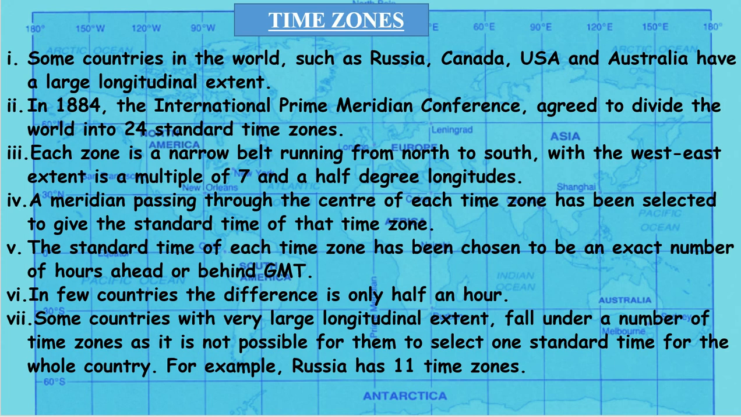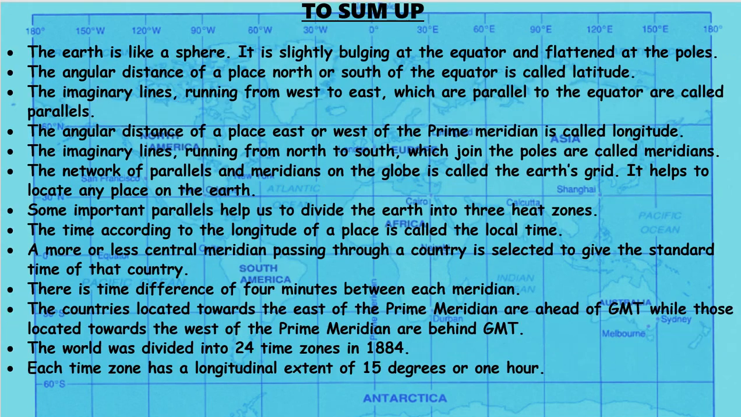Let us move on to sum up. Okay, let's sum up whatever we have learned so far. So the earth is like a sphere. It is slightly bulging at the equator and flattened at the poles. The angular distance of a place north or south of the equator is called latitude. Moving on to the next point. The imaginary lines running from west to east, which are parallel to the equator, are called parallels.